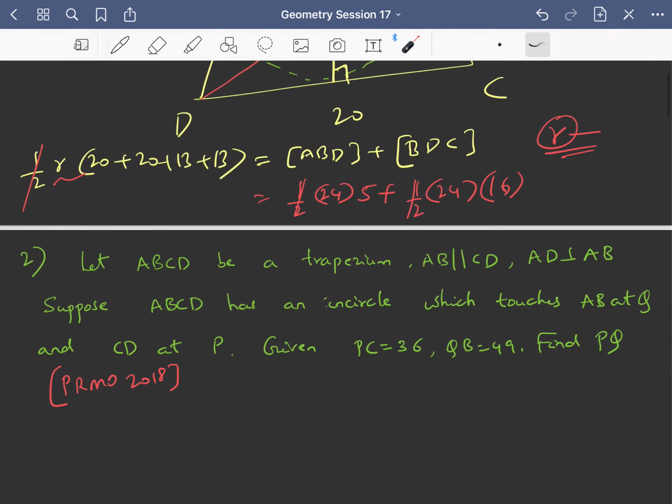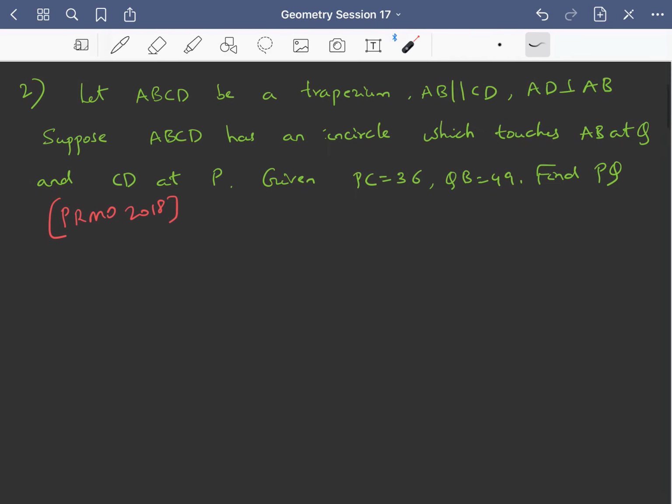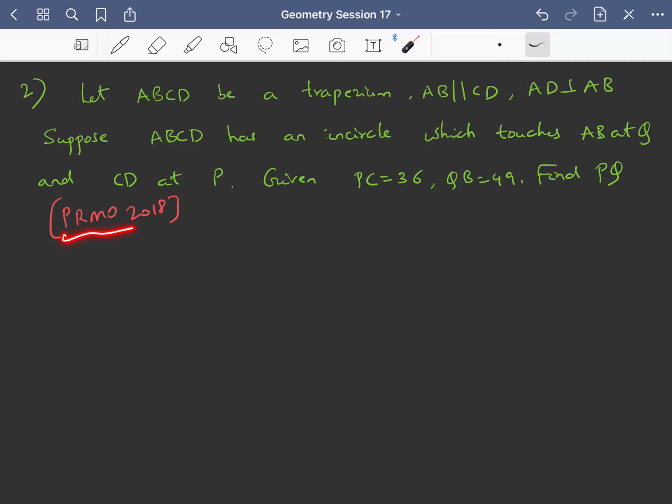So let's move to the next problem. This is also a problem from PRMO 2018, and the previous one also was from PRMO 2018. Again, I'll dictate the question, copy the question down.